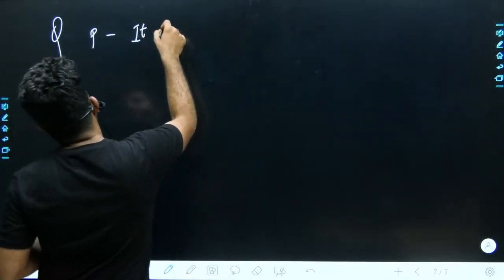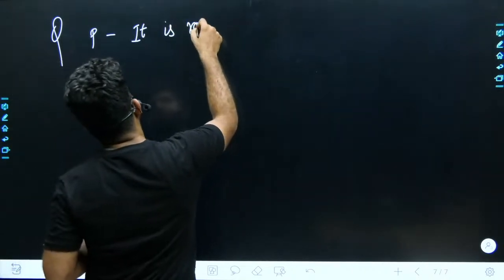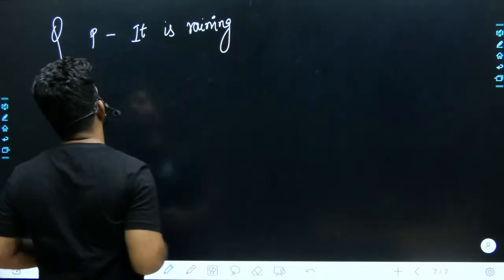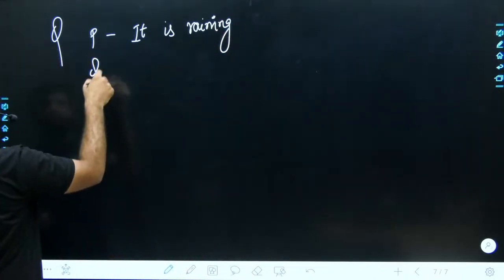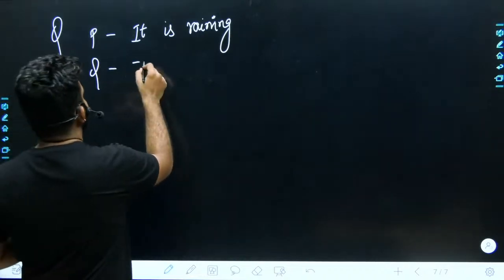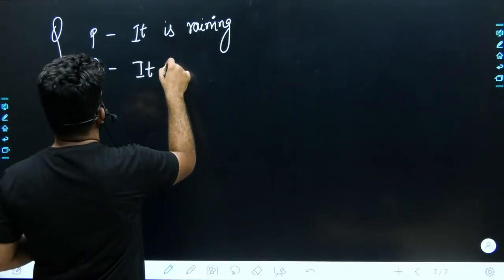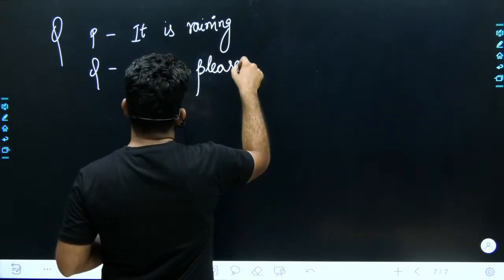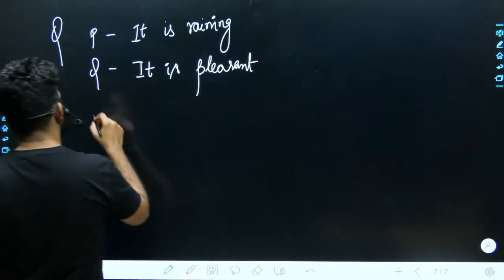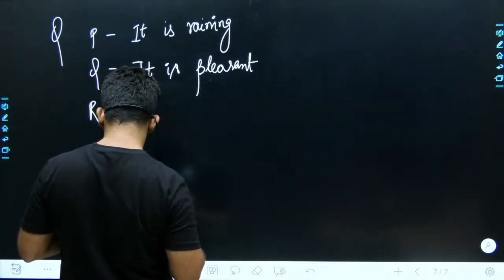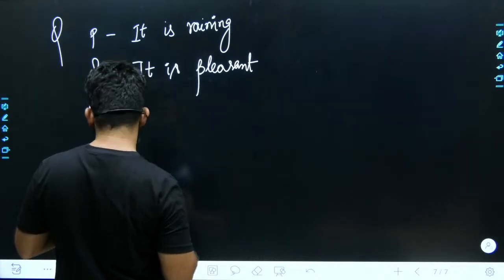It is raining. Q means it is pleasant. It is pleasant. R means it is raining, it is cold, it is pleasant.